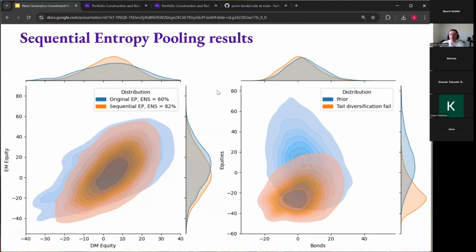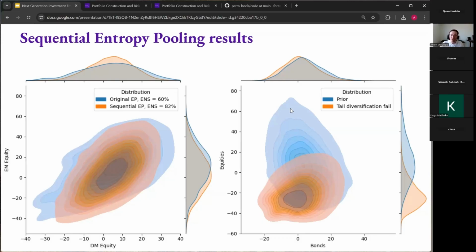Another interesting thing is also that sequential entropy pooling allows you to perform some views and stress testing, which the original approach simply cannot solve. So here we mimic a tail diversification failure stress test. You can imagine that you have a 60-40 equity and bond portfolio. We calculate the CVaR of this portfolio, and then we implement the view that the expected return of the portfolio should be equal to the CVaR. But not only that, the correlation goes from -30 to +30.